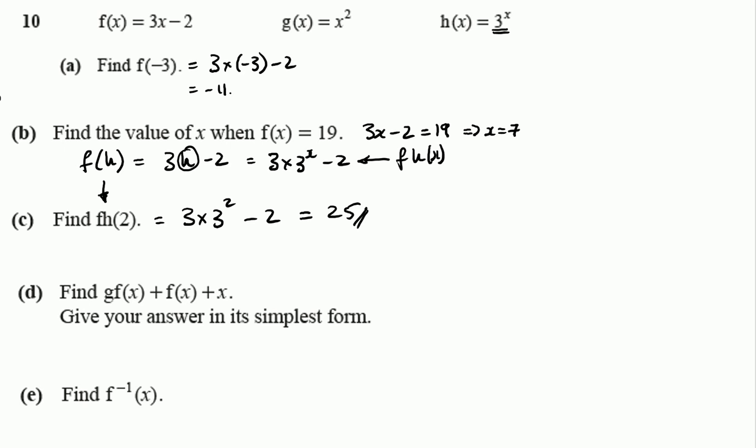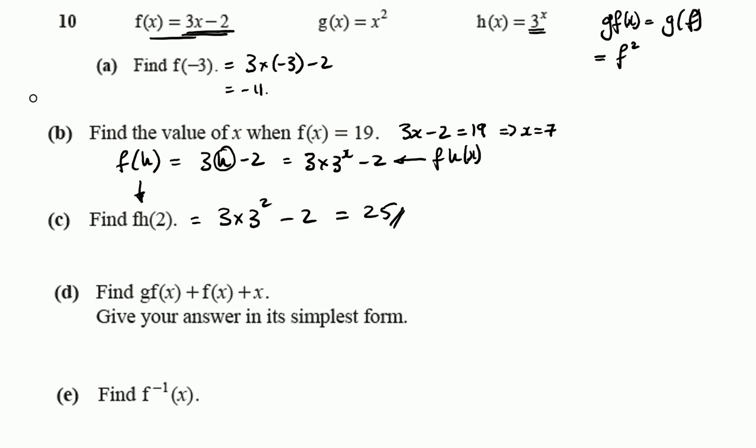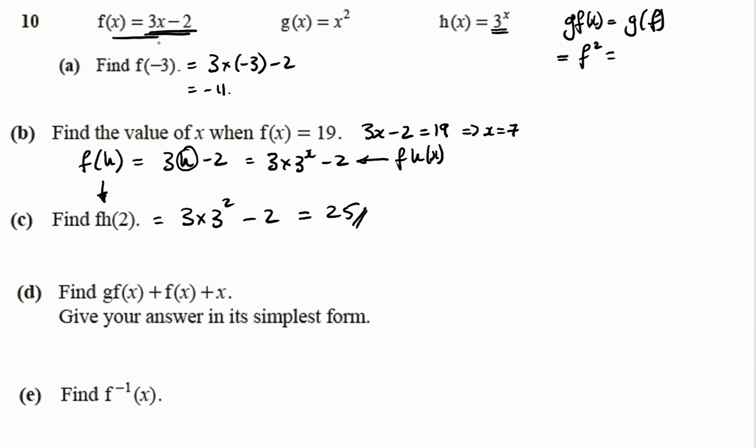So, in the next part of the question, we are asked to find gf of x plus f of x plus x in its simplest form. So once again, I'll come up here for this bit. gf of x is g of f of x. G is x squared. G of f is f squared. But f is 3x minus 2, so f squared is 3x minus 2 squared.